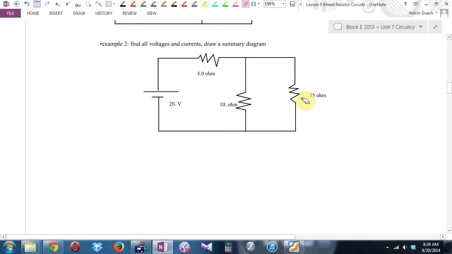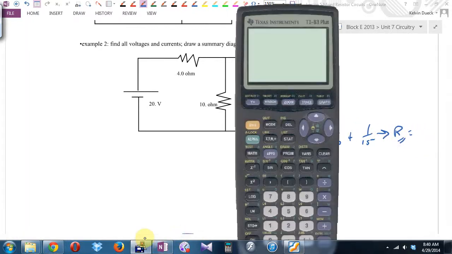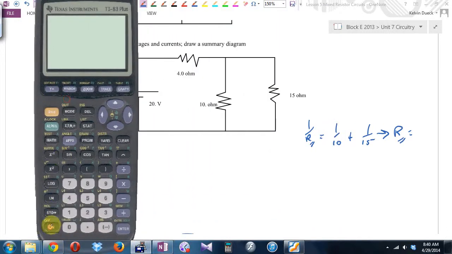First thing I want to go look for are any parallel resistors. Any that are in parallel. I'm going to replace this with 1 over R parallel equals 1 over 10 plus 1 over 15. On your calculator, what is R parallel? Remember we said you could use that fancy, wonderful, handy-dandy reciprocal button? 1 divided by 10 plus 1 divided by 15, reciprocal. I find that a 10 and a 15 in parallel is the same as one 6-ohm resistor.